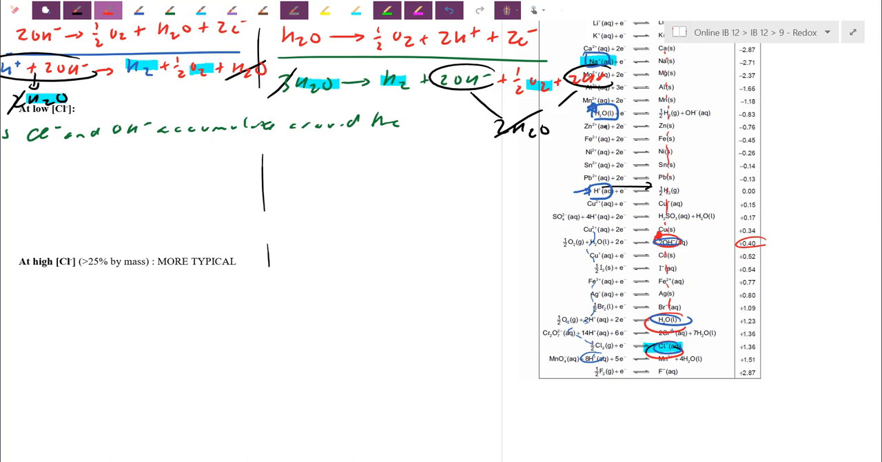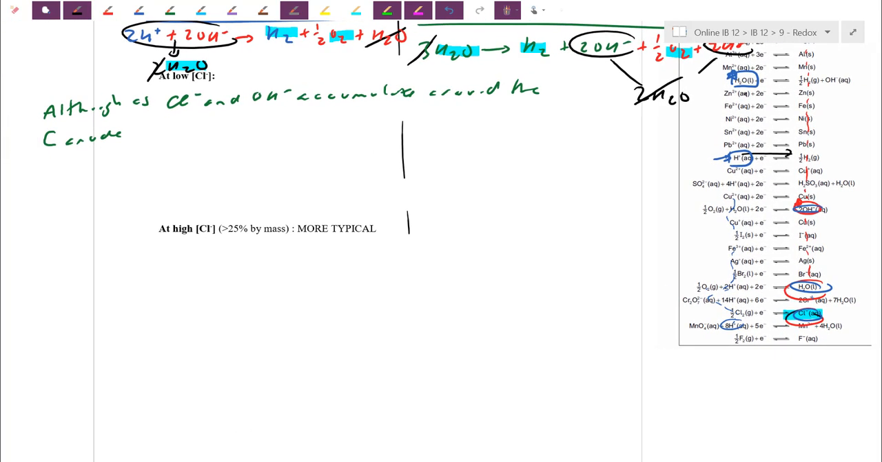Experimentally, we find it actually depends more so on concentration. So this is the last note I'm going to make here. Although the Cl minus and OH minus as anions accumulate around the carbon anode, OH minus, or water, should oxidize before Cl minus. Experimentally, it actually depends on the concentration. So far, if we are at low concentration of Cl minus, the Cl minus has no chance. Either the hydroxide reaction or the water reaction reacts first.